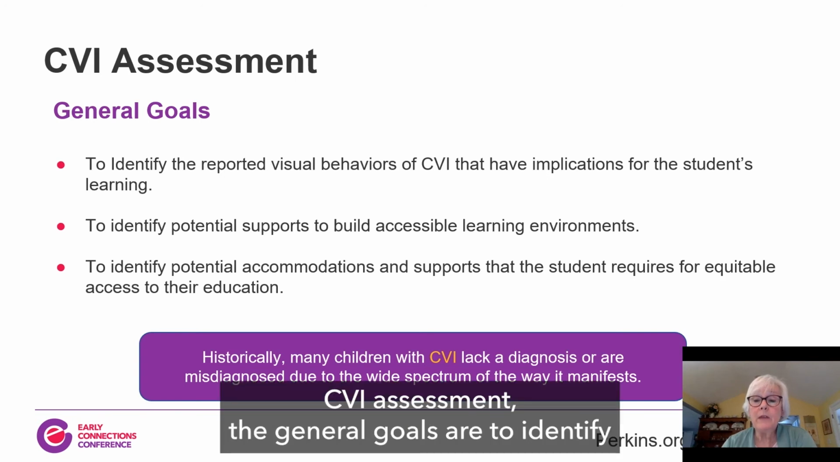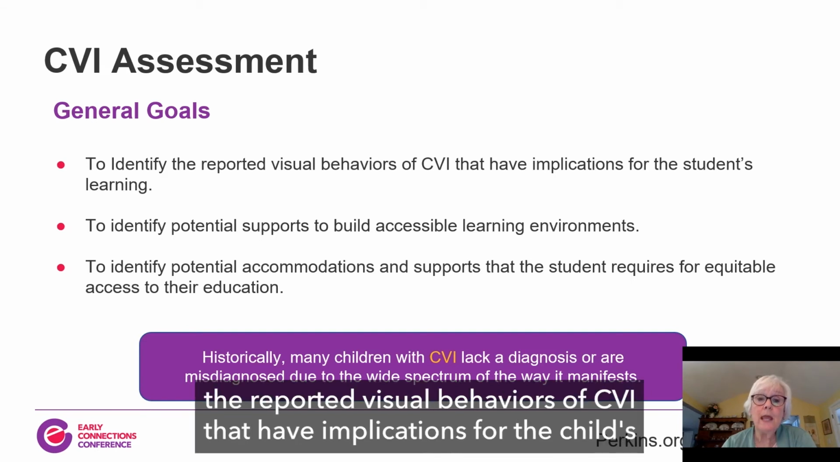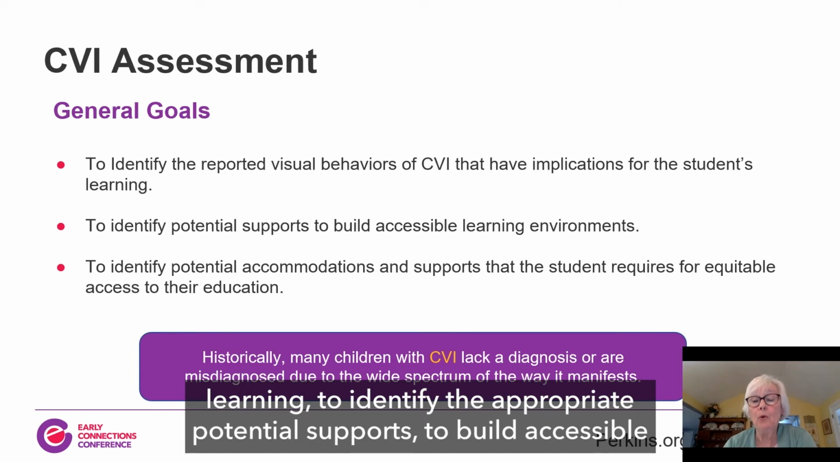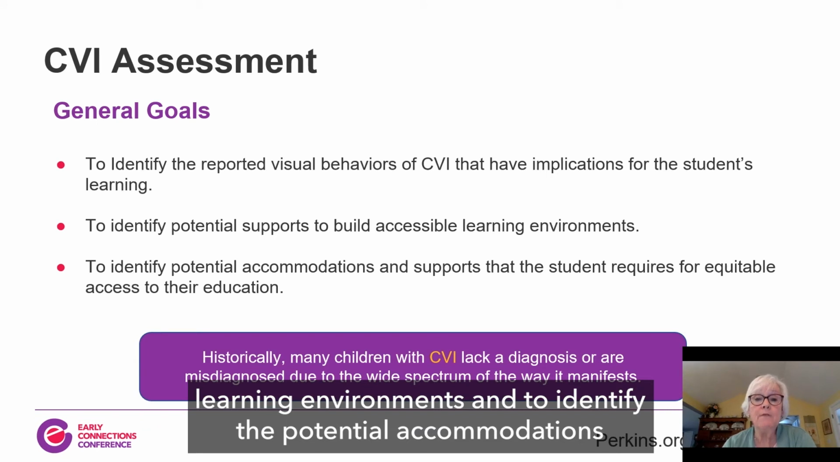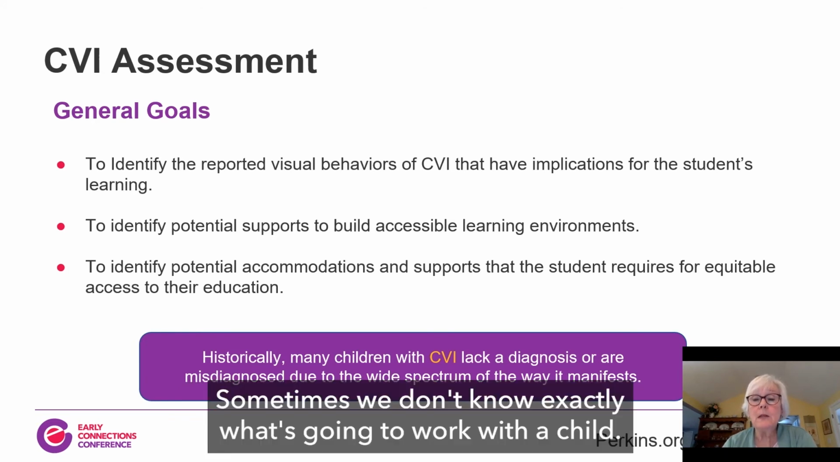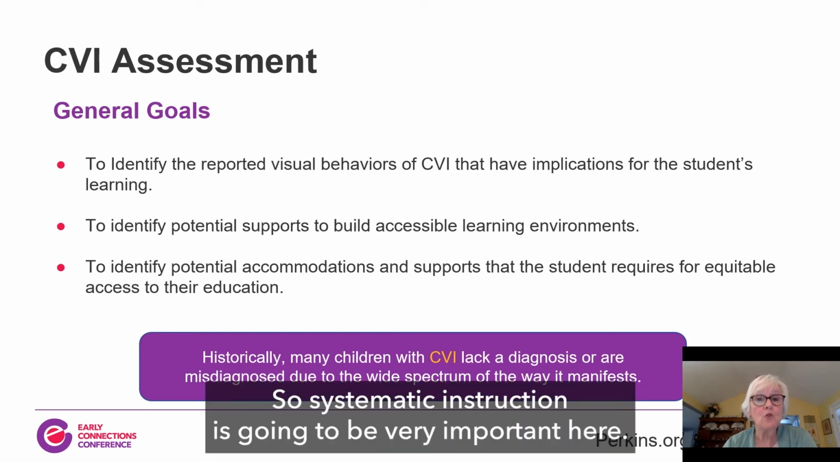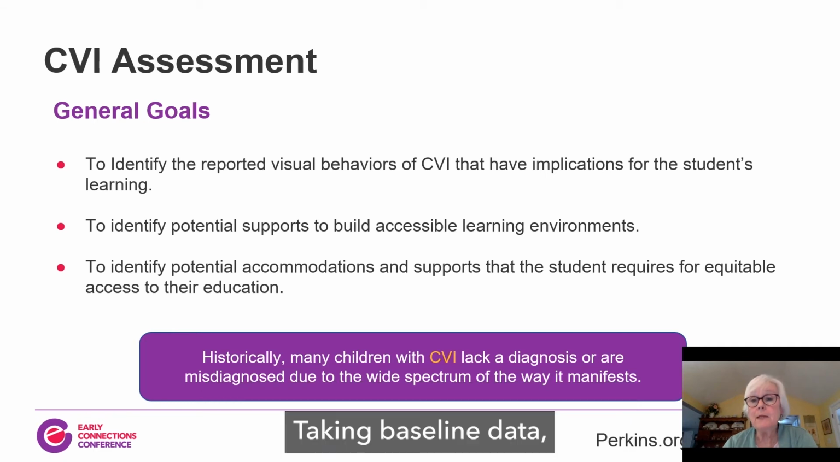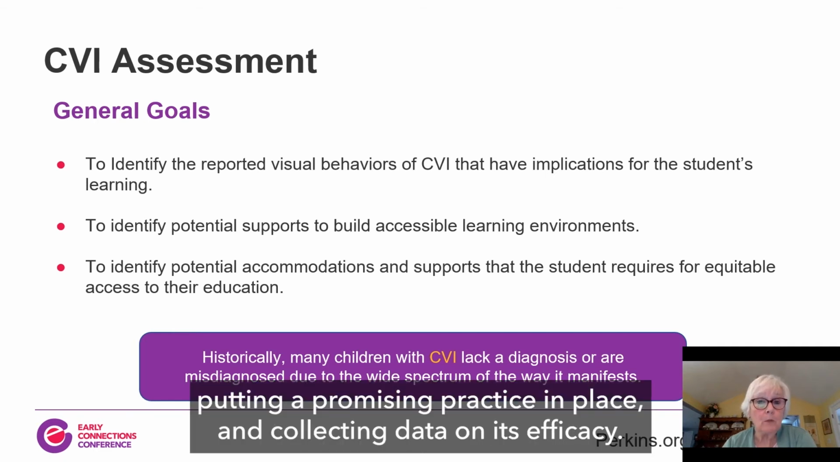When we think about a CVI assessment, the general goals are to identify the reported visual behaviors of CVI that have implications for the child's learning, to identify the appropriate potential supports to build accessible learning environments, and to identify the potential accommodations and support that the student requires for an equal access to their education. Sometimes we don't know exactly what's going to work with a child, so systematic instruction is going to be very important here. Taking baseline data, putting a promising practice in place, and collecting data on its efficacy.